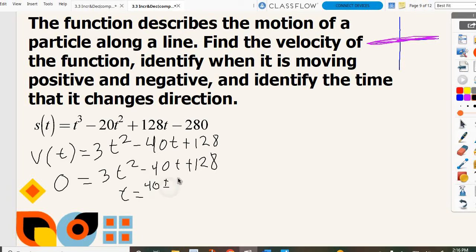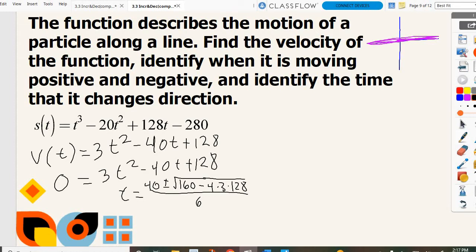40 plus or minus the square root of 160 minus 4ac, all over 6. Where do we get 160? 40 squared. Is it b squared under the radical? B squared minus 4ac. That's one thing I'll remember.